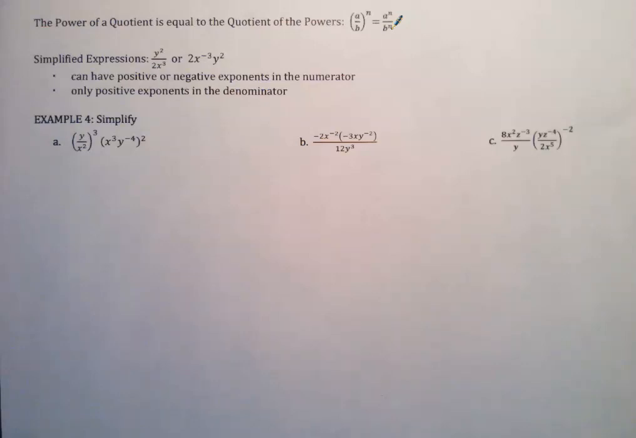Okay. Now, when we simplify an expression, we can have x squared over 2x to the -3, or something like 2x to the -3 times y squared. We can have positive or negative exponents in the numerator. So we can have this negative up here and it be simplified. Ideally, it's all positive. It's preferable, but it can be. But there are only positive exponents in the denominator. This is key. You can never have a negative exponent in the denominator and be simplified. It would be wrong. Okay. So that's all we're doing is looking at simplifying here.